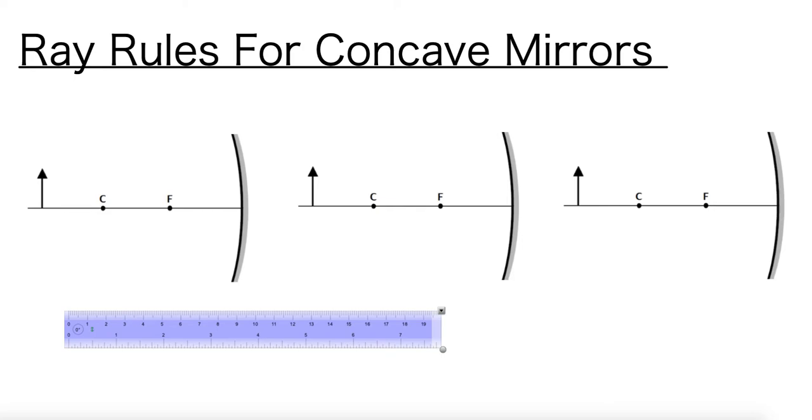And so you're always going to have an object, a curvature or radius of curvature, and a focal point. Remember, C is just 2f. And then you also have this principal axis. All three of these are the same. There are three rules we're going to follow.